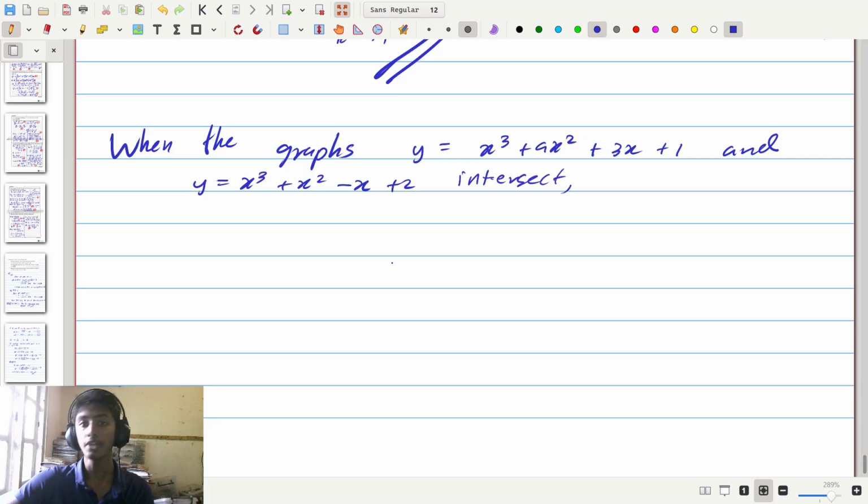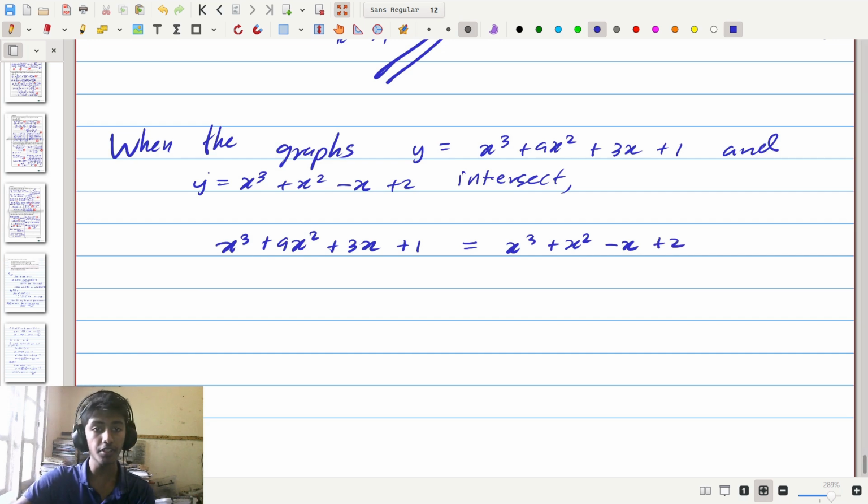What's going to happen? So when they intersect, the two y values must be equal. So therefore this y value, which is all of this stuff, and the other y value, which is all of this stuff, must be equal to each other. So therefore we can say that x cubed plus 9x squared plus 3x plus 1 must be equal to x cubed plus x squared minus x plus 2.